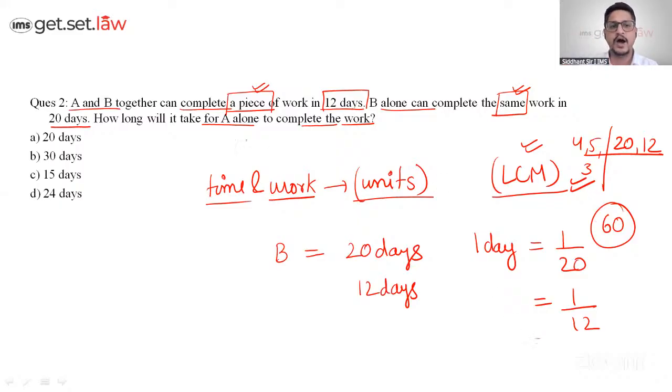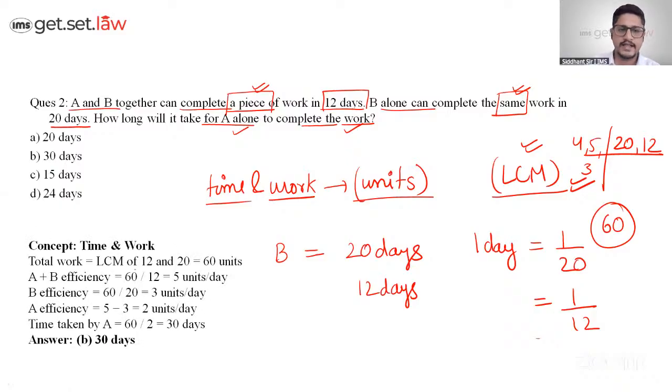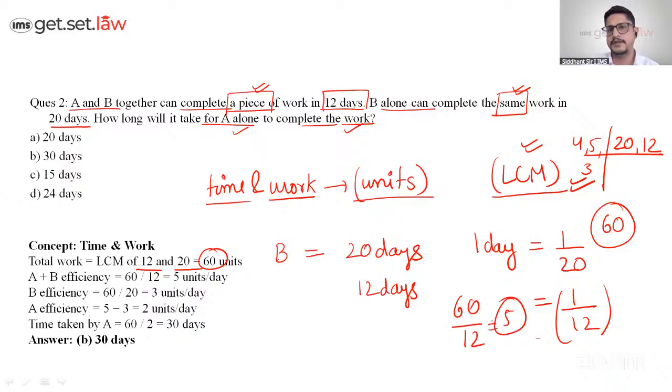So 60 is the total unit of work here, and with that you will get the number of days A alone will take to complete the work. The LCM of 12 and 20 is 60 units. A and B's efficiency is 1 by 12, so 60 by 12 means they are doing 5 units per day. B is able to do 1 by 20, that is 60 by 20, which is 3 units.